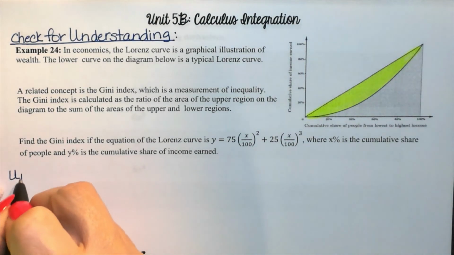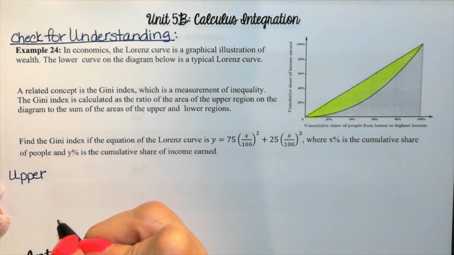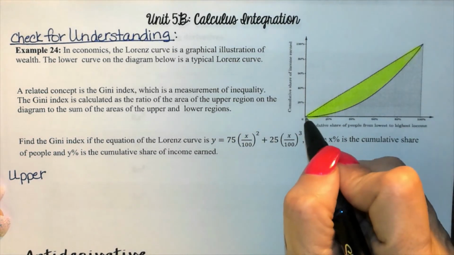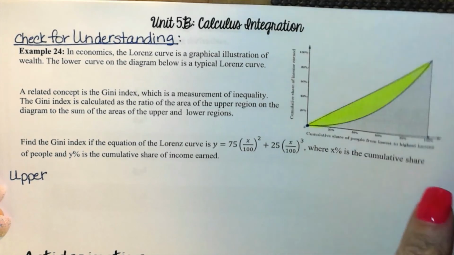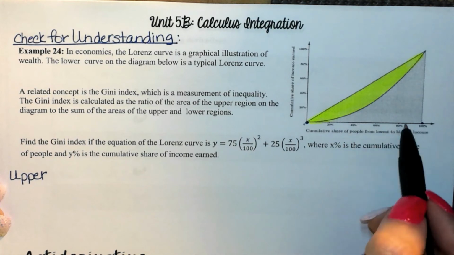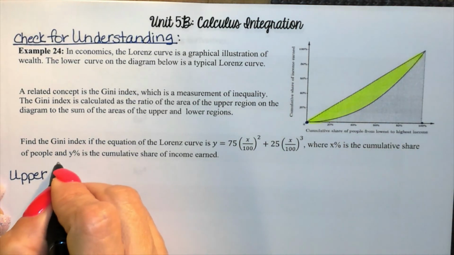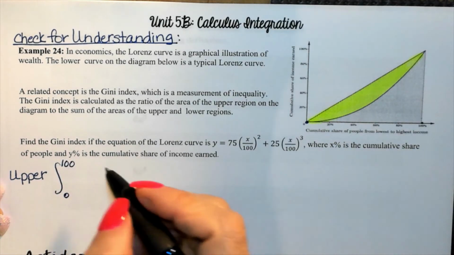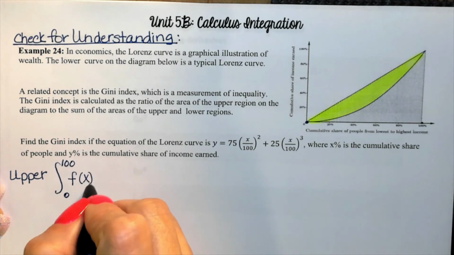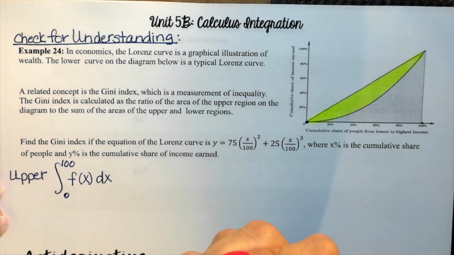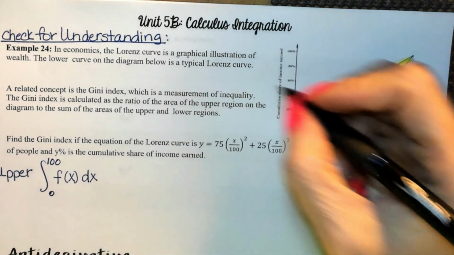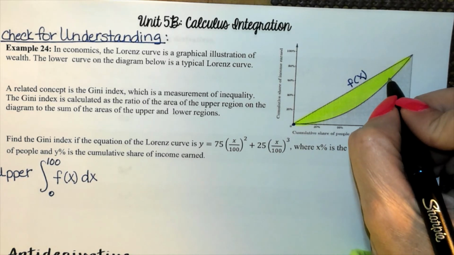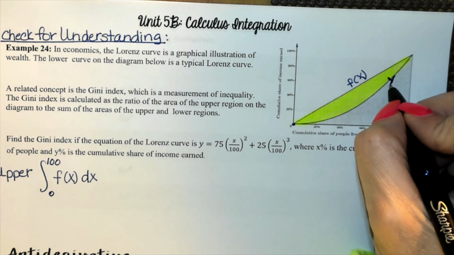So what you're going to do is figure out the upper curve. If you look from 0, that's really hard to see, that's 100%. That's 100 right there. So what we are doing is going from 0 to 100 of f of x dx. You're like, well, which one's f of x? That's the top one. This is f of x. I'm going to call this one down here y, I think I called it that when I worked it.